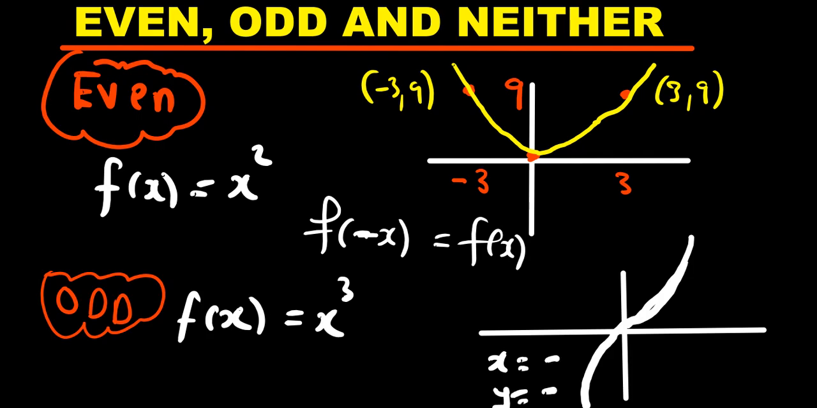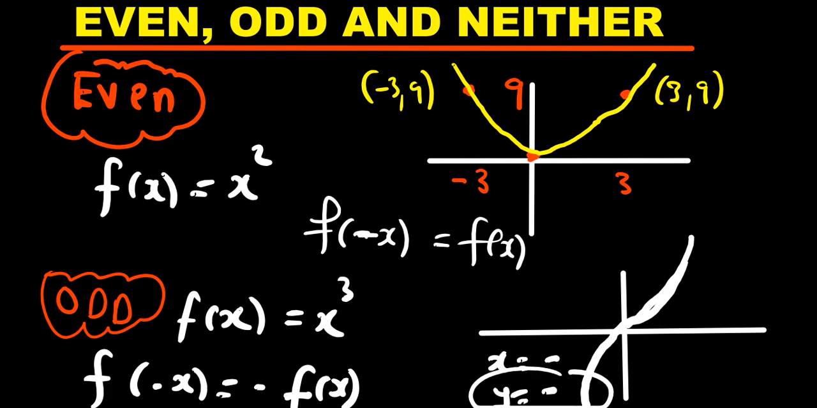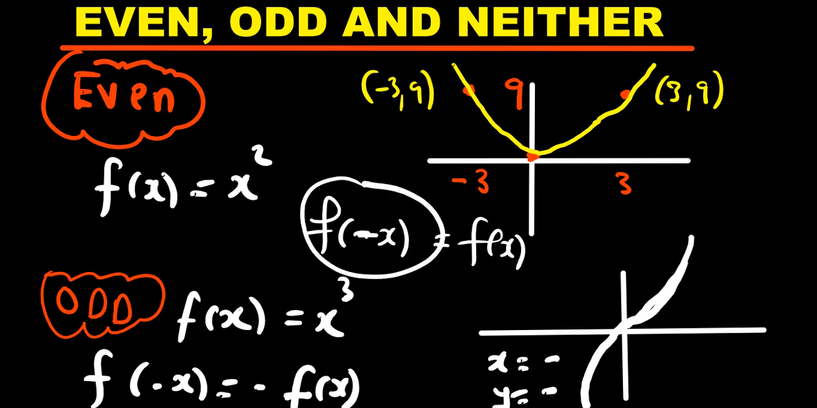Therefore, to identify an odd function, you say f(-x) = -f(x). Why negative f(x)? Because the value of y here is negative. Very, very important. Even in the other equation, f(-x), we're getting f(x), a positive value of y. So this is what you are supposed to know about even and odd functions.